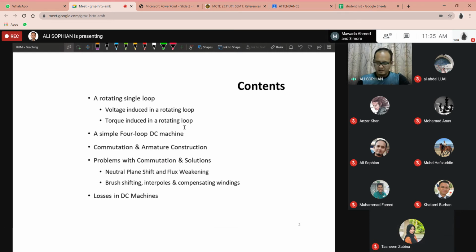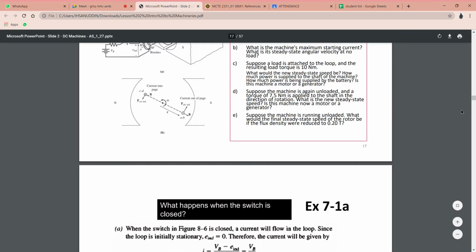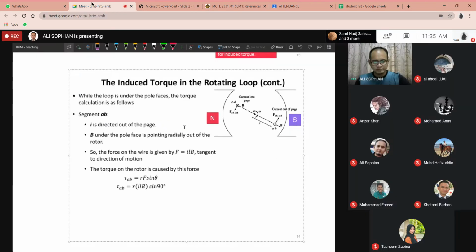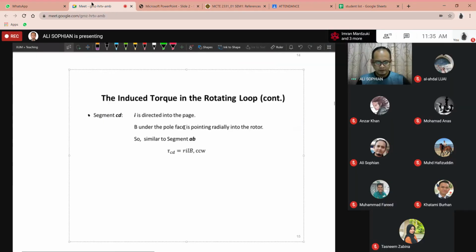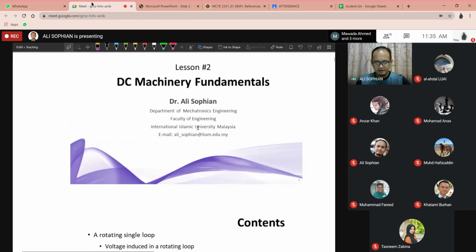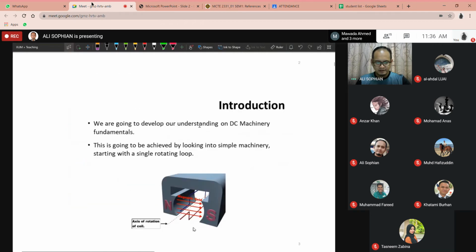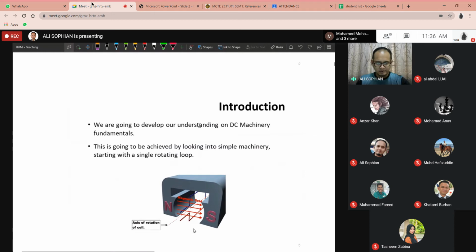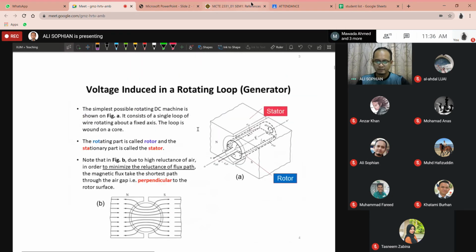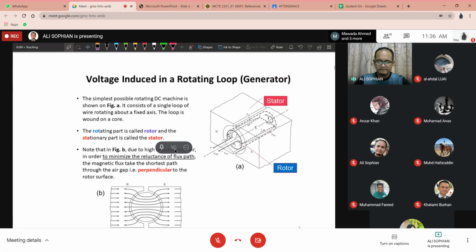Okay, let's start with the first form of DC machinery, which is a single loop. Oh, sorry, where are we? Okay, let's go back. As an introduction, we are going to develop our understanding of DC machinery fundamentals by looking at simple machinery, starting with a single rotating loop, which is illustrated here.